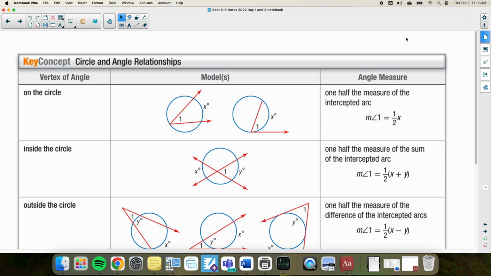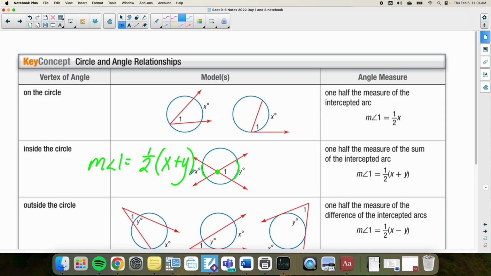If you remember, the first one we learned was when the two things intersected inside the circle. And then what we did is we'd say the measure of angle 1 equals 1/2 times this arc plus this arc. Okay, so that's if they are inside the circle.